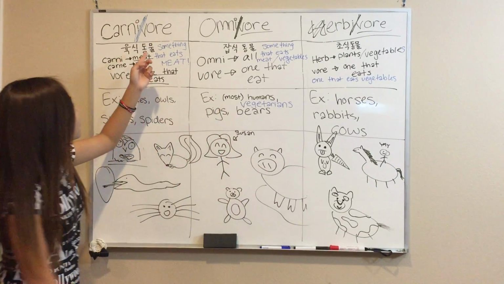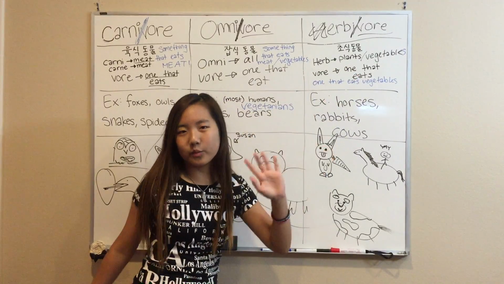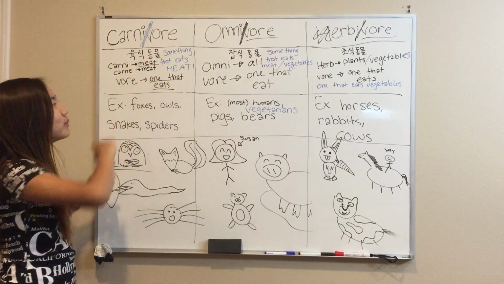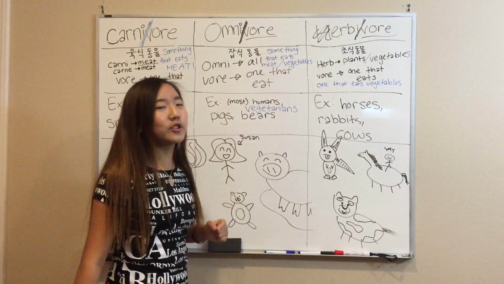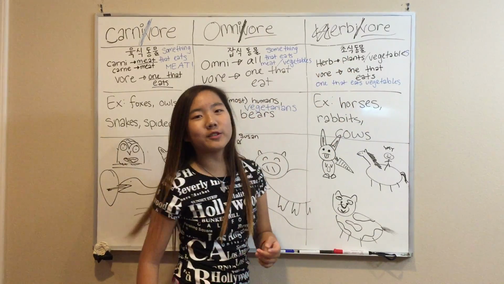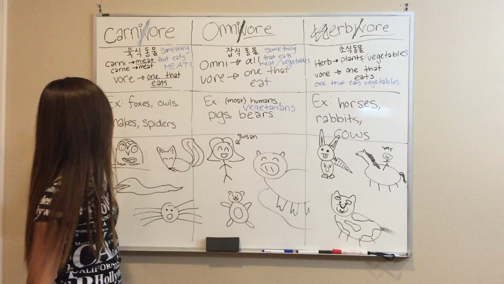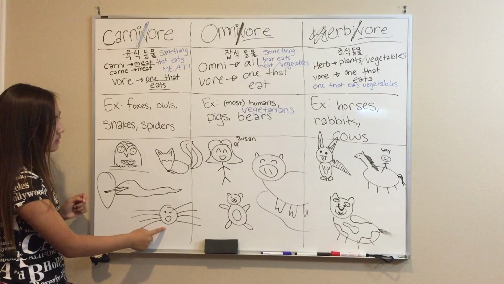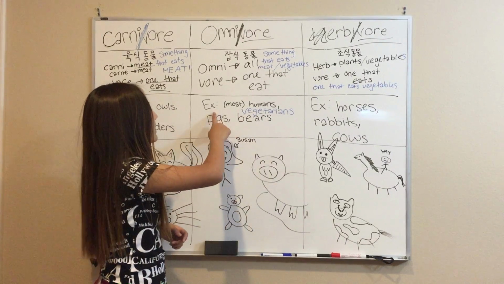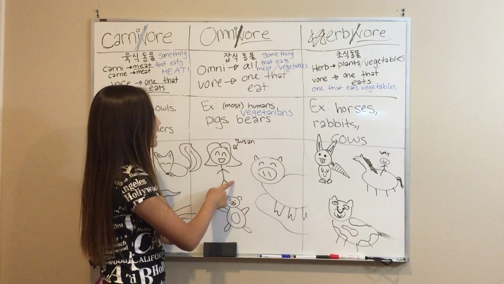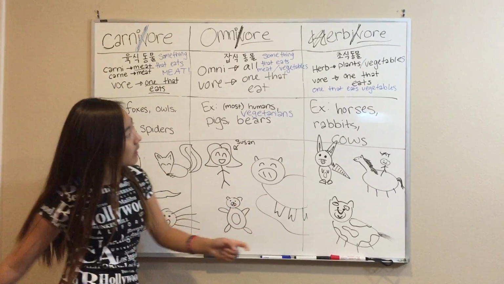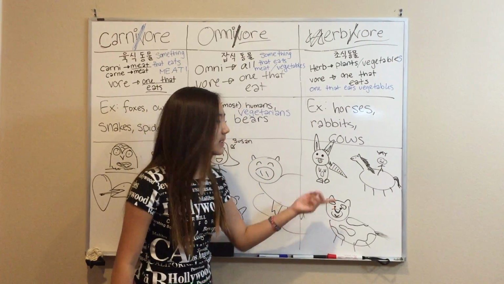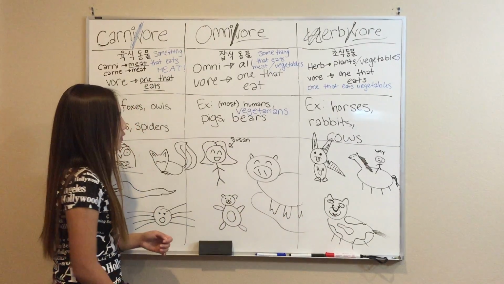Good job. And I just wrote the Korean words here. If you just wanted it as a reference and you didn't know, I'm going to attempt reading it. 육식 동물, 잡식 동물, 초식 동물. Yeah. And examples, foxes, owls, snakes, spiders. That doesn't even look like a spider, what? And examples of omnivores are humans, pigs, and bears. And examples of herbivores are horses, rabbits, and cows. That isn't even a cow, but that's my drawing of one.